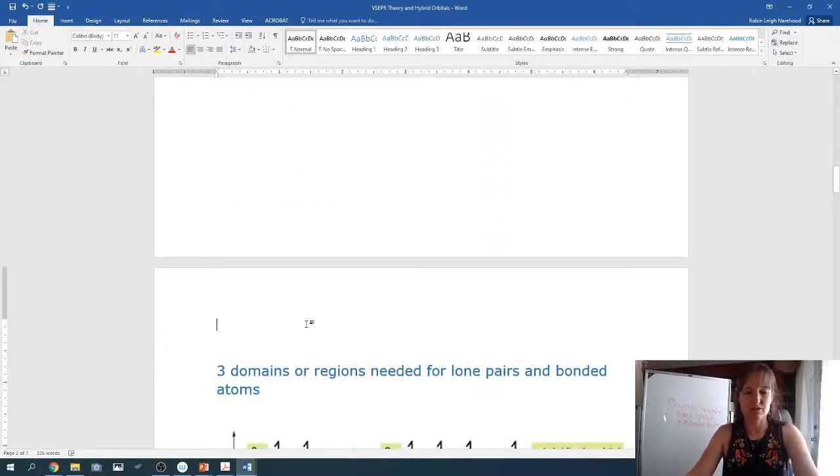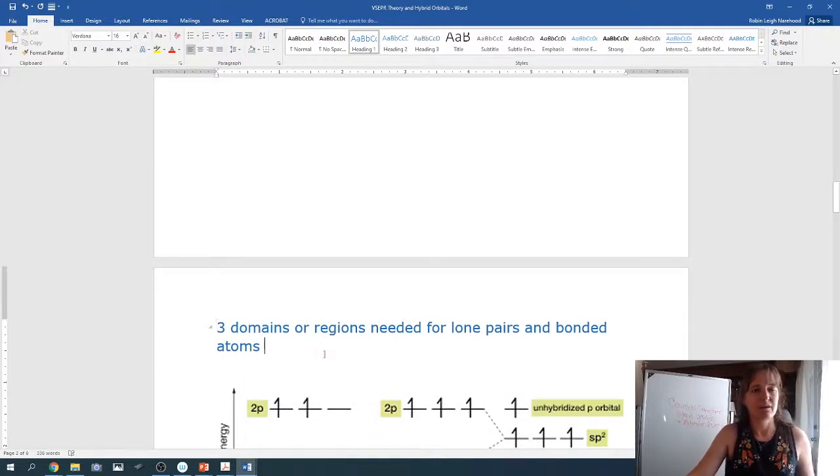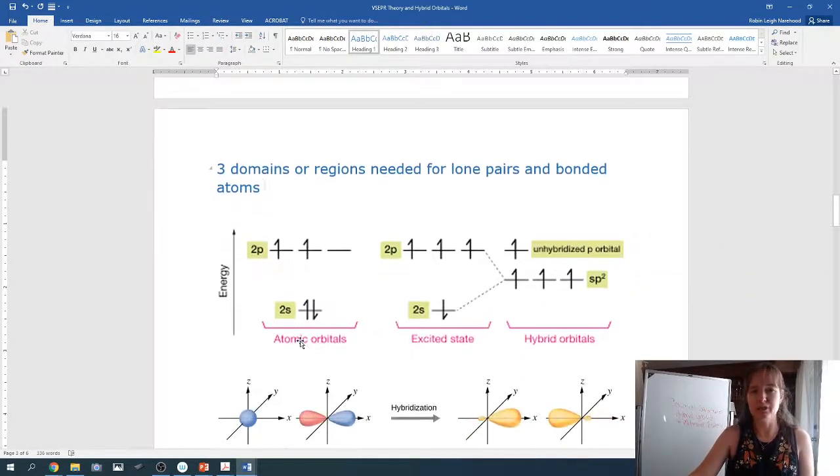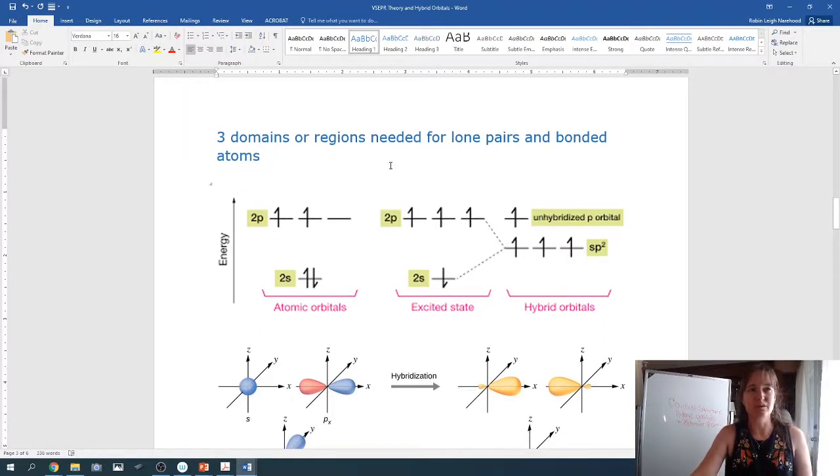The next shape is generated when there are 3 domains. So if there are 3 domains or regions around the center atom, you need 3 domains if you have lone pairs or bonded atoms, and those add up to 3. And so if something has 3 domains, for its atomic orbitals it would have s and p orbitals, but it would need 3 identical ones.